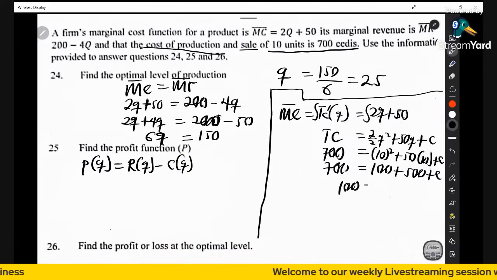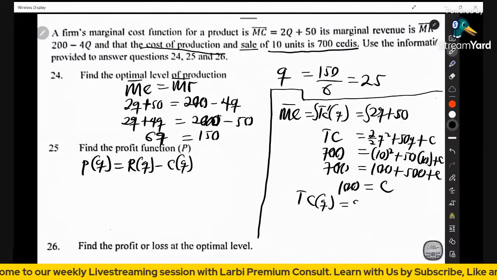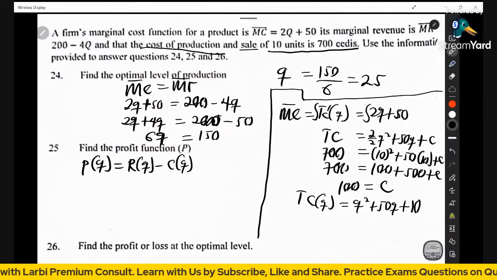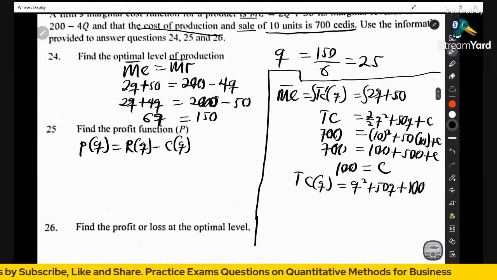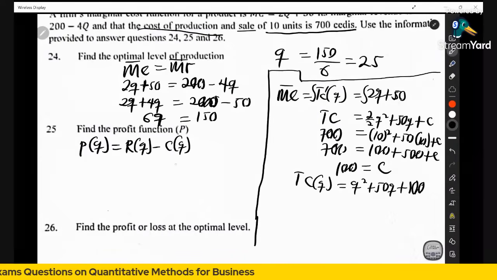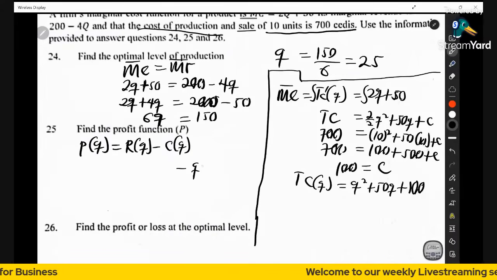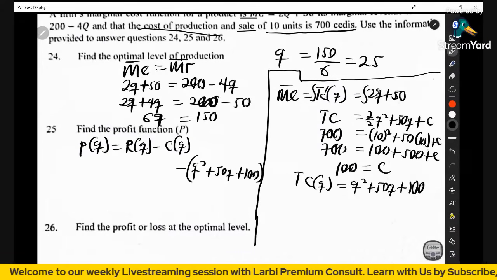So therefore, my C is equal to 100. So therefore, my total cost function of Q is equal to Q square plus 50Q plus 100. Okay, once you are able to get that, that's fine. So let me have that one here. I'll say that minus Q square, 50Q plus 100 as my cost function.